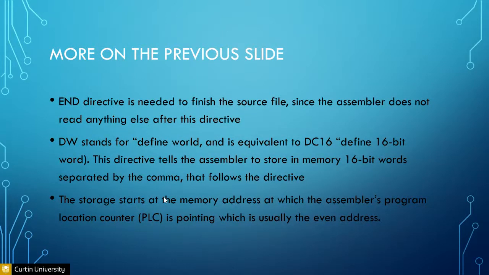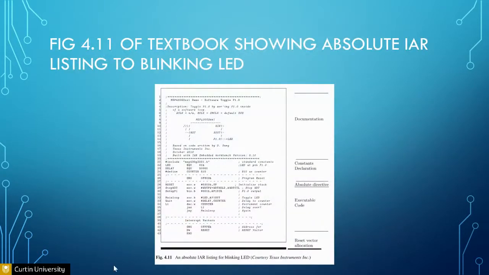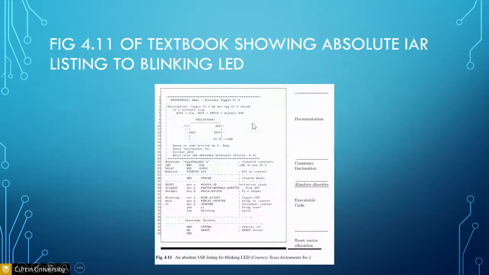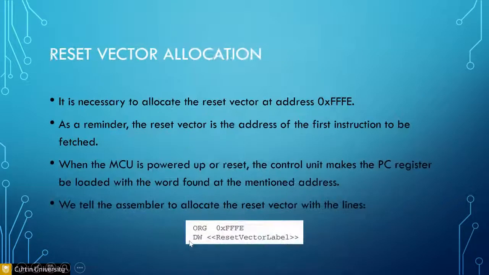The END directive is now talking about this part. Anything happens, you can assign this word reset with this address, but you have to end it with END. This is what it means; DW stands for define word. I think this is just reading, but you have to end the directive. The END directive is needed to finish the source file, since the assembler does not read anything else after this directive. So you want to define this as a reset vector, and you need to end it with END.